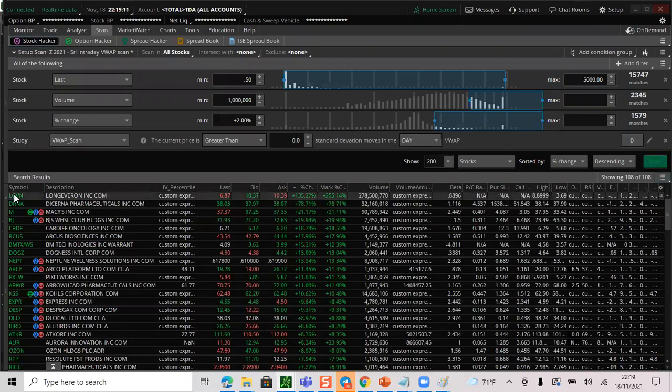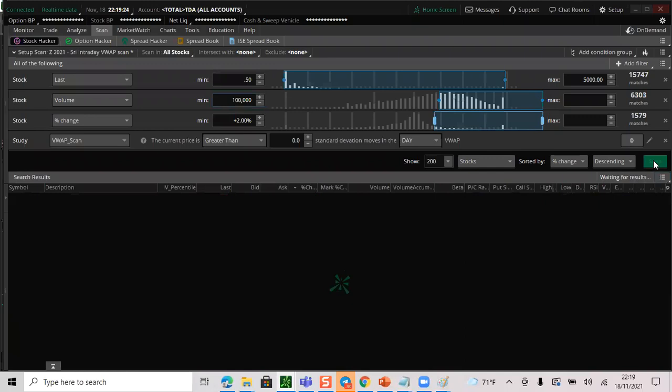You can see everything went on a nice run up, and volume is also a key factor, especially during the market open. Not many stocks will have 1 million value. You might need to move it out and then just try to find the stocks. So this is just a simple VWAP scan.